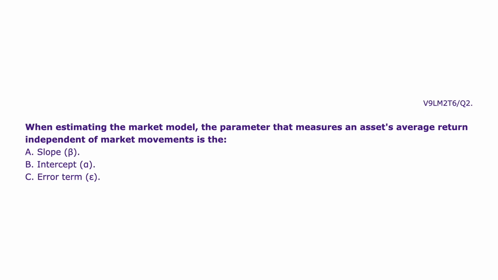When estimating the market model, the parameter that measures an asset's average return independent of market movements is the: A. Slope. B. Intercept. C. Error term.